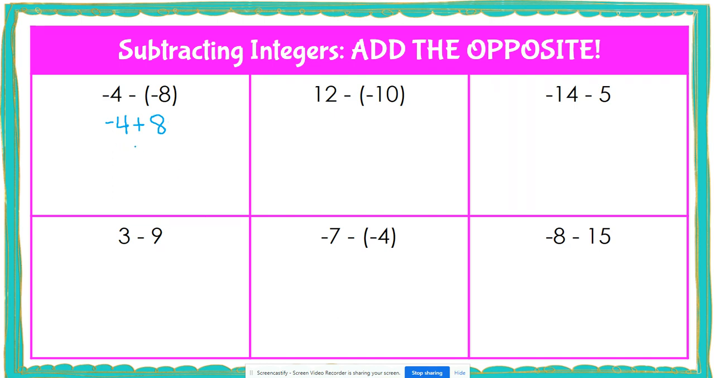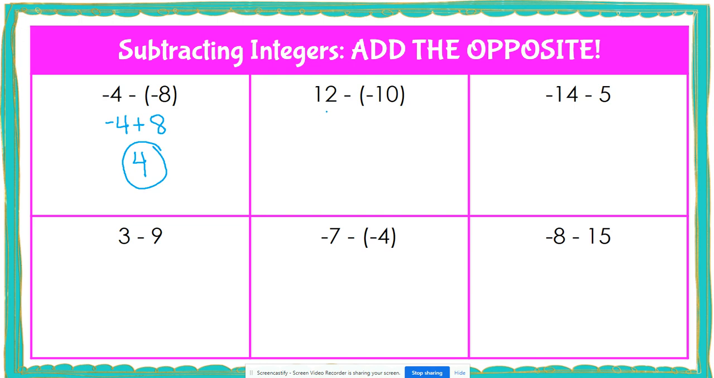Now that I have an addition problem, I'm going to use my rule for adding to solve. I see that I have a negative plus a positive, so I'm adding different signs, which means I'm going to subtract their absolute values. So for this problem, I'm going to do 8 minus 4, which would give me 4. Then I would need to take the sign of the number with the greater absolute value. I know that 8 is greater than 4, so 8 has a greater absolute value and 8 is positive. That means that my answer is +4.